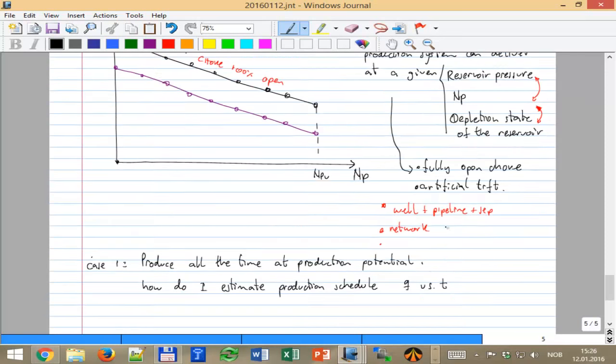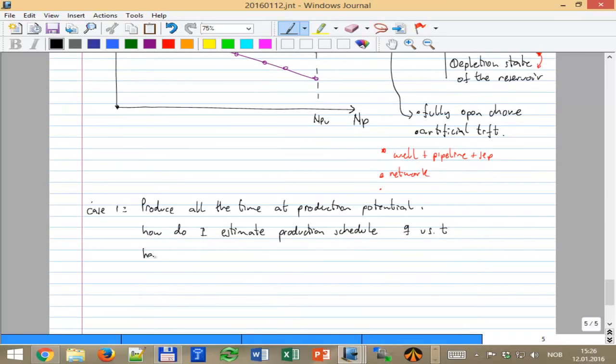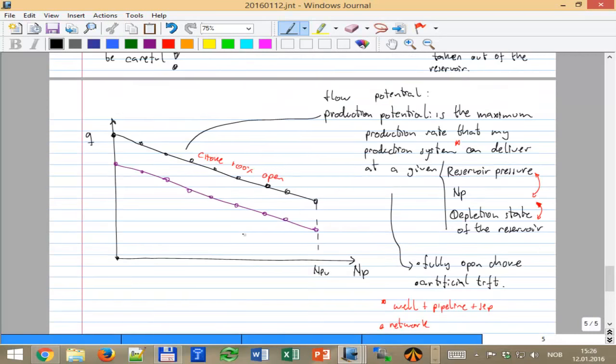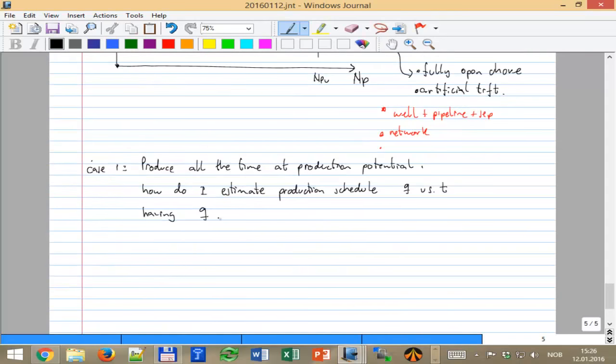Having this curve, having Q, let's call it the production potential, so it will be distinct, QPP, production potential rate, having QPP versus GP, our case is gas. How do I calculate it? Any of you have any ideas? You have to have reservoir pressures with time. Okay, so we go to with time.